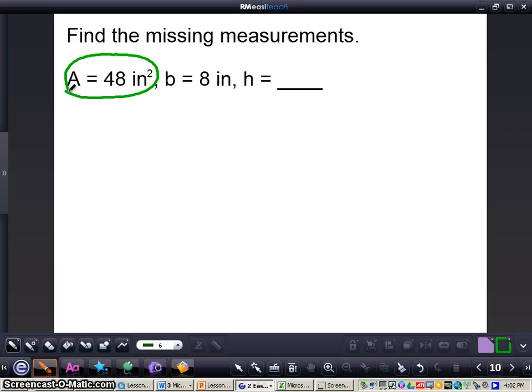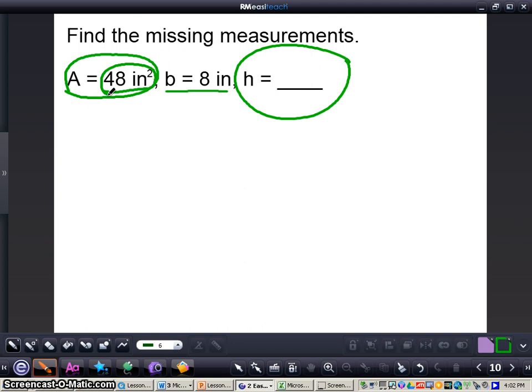Now we need to think about a parallelogram that has a base of 8 inches. Our job is we need to figure out what the height is. Okay, so a problem like this, what you do is you just take the area and you divide it by either the base or the height, whatever measurement is given to you, and that will provide you your missing measurement.